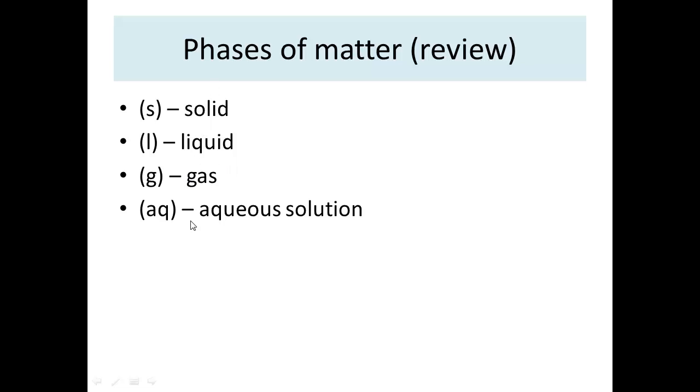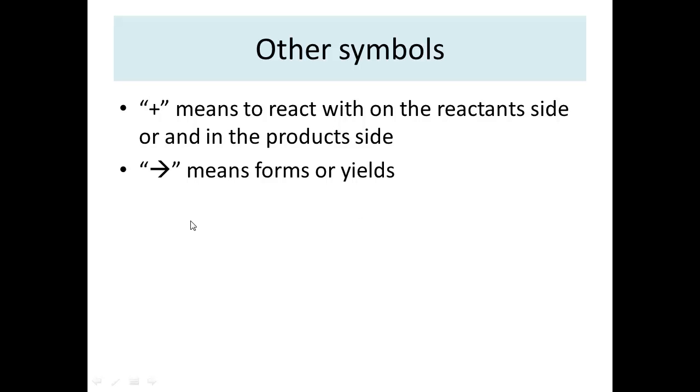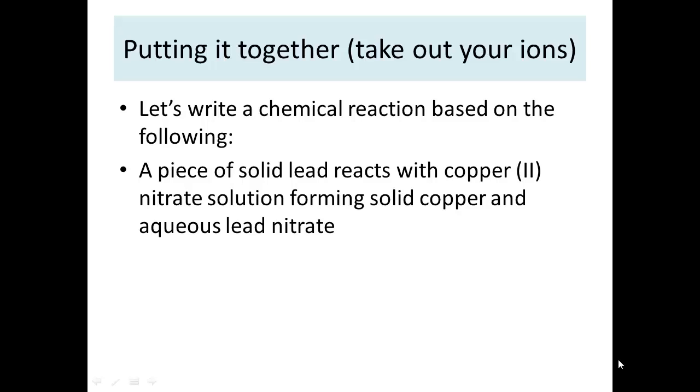Moving forward. When you have the symbol plus, if it's in the reactants, it means reacts with. And if it's in the products, it means and. The arrow means forms or yields. Okay, so those are two things you want to write. All right, putting it together. So take out your ions and write a reaction for this.